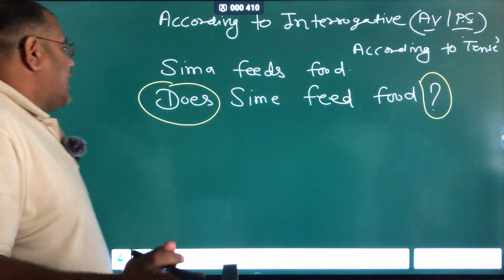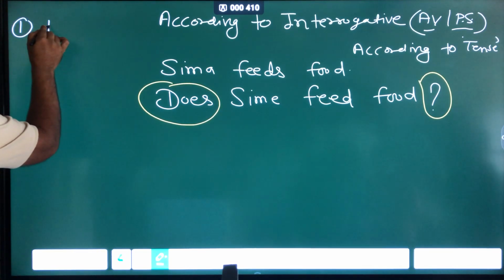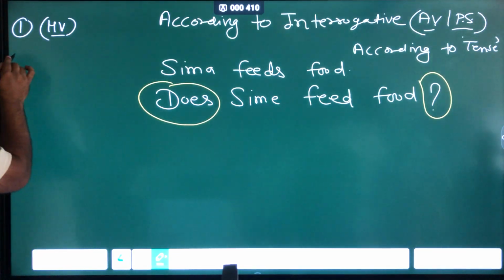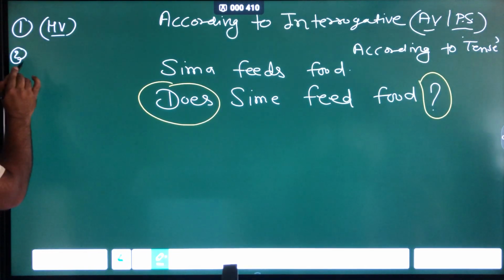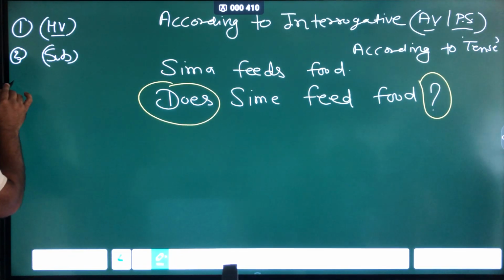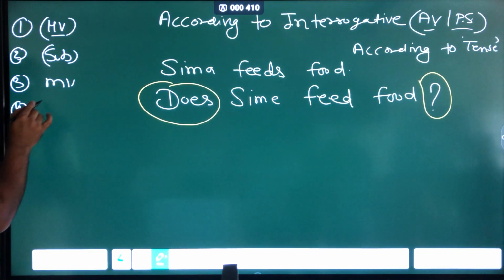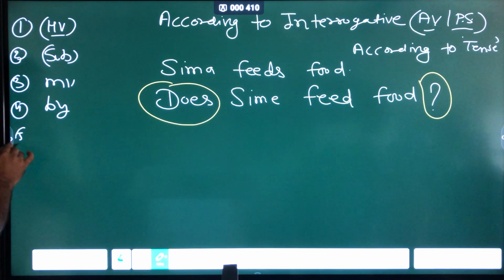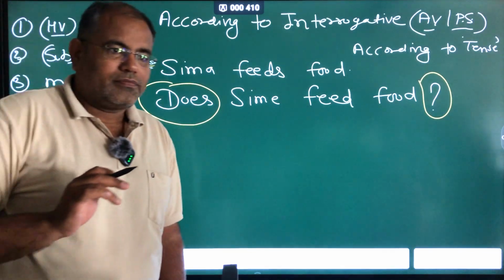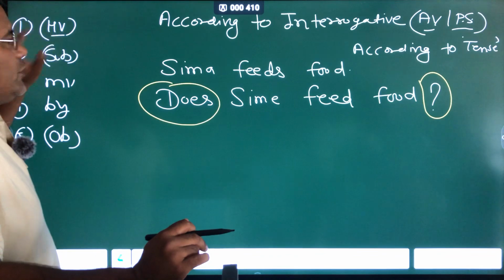I tell you. Guys, first rule is that we have to use HV. Second, we have to use subject. Then third, MV. Fourth is by. And fifth is object. These are the rules. Is that clear? So guys, according to rules, we have to use here HV.